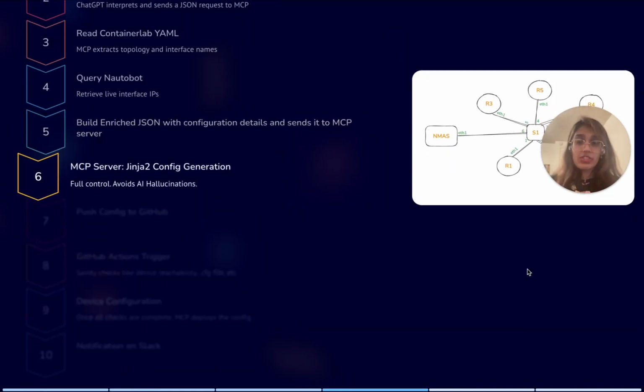Now, to avoid AI hallucinations, where the AI just creates its own configuration even though it's incorrect, I also have a Jinja2 template on my NMS. The MCP server picks up all the variables from the JSON file that the LLM sends, uses the Jinja2 template that I have for the OSPF config, and generates a configuration file for that particular router.